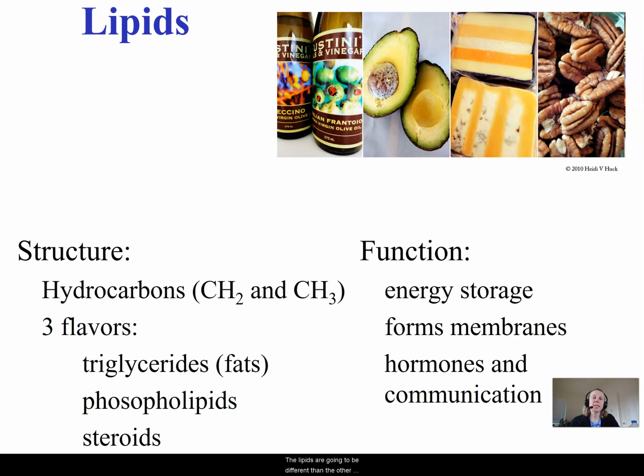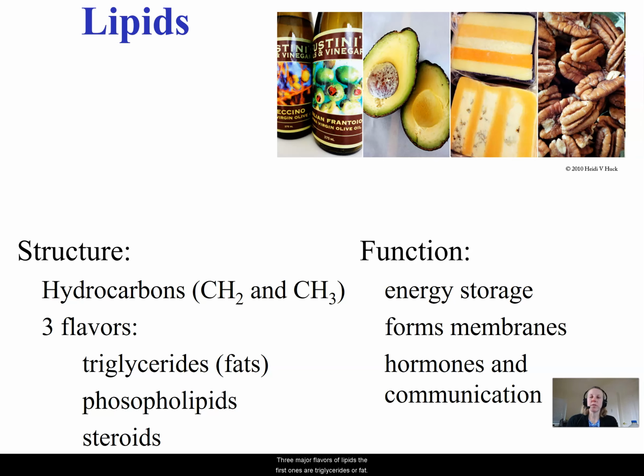So lipids are going to be different than the other macromolecules that we've talked about because, unlike proteins and carbohydrates, to build them you don't take one piece and stick it to the next piece, to the next piece, and just go on. Instead, lipids are classified as lipids because they're all hydrophobic. That's because they're all made up of hydrocarbons, just carbons and hydrogens all attached to each other. And so as a result, lipids will be hydrophobic.